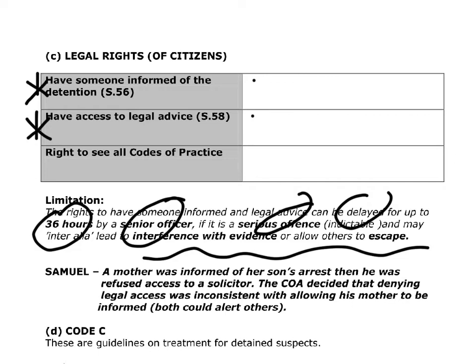is that a senior officer can delay those 2 rights if they think that it's going to involve you trying to escape or trying to interfere with evidence. So they won't let you ring to tell somebody where you are, in case during that call you're going to say, get rid of the gun. Or they can delay the right to have legal advice so that you're not going to again say to your solicitor, look, we need to mess with this evidence, we need to try and escape. We don't want to do that.